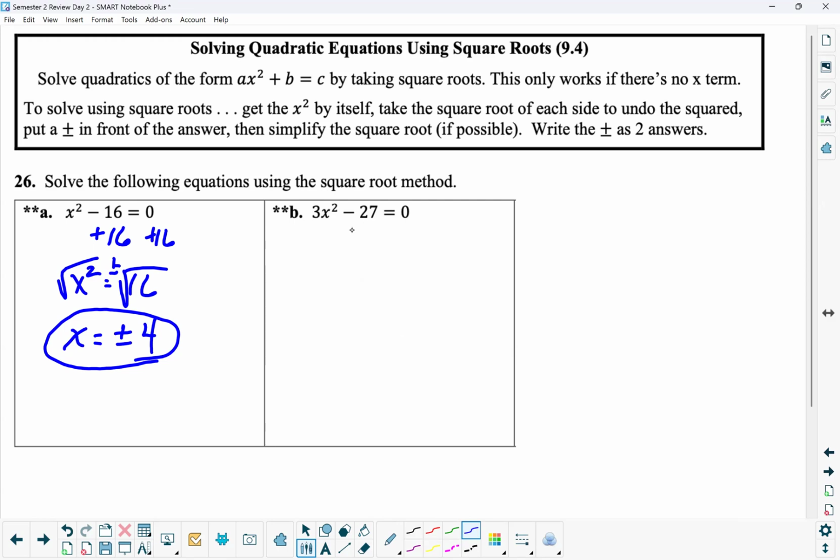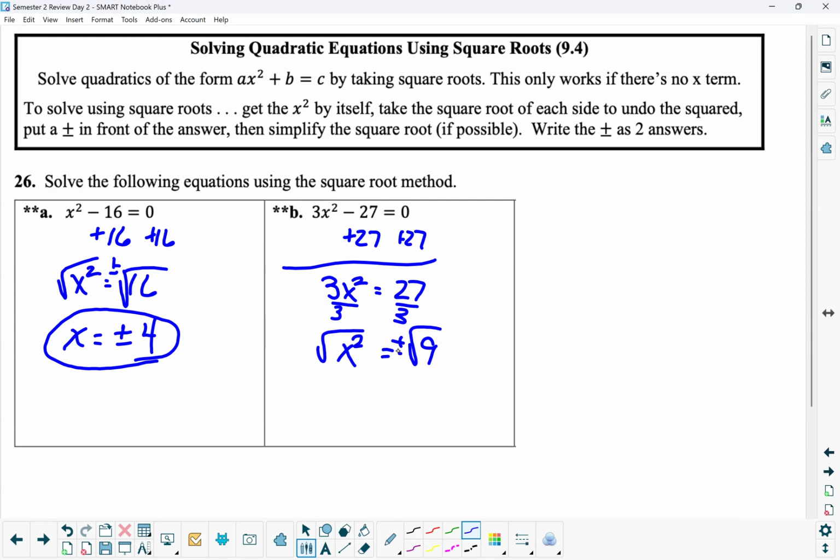Example B. I add the 27 to both sides of the equation. I don't have the x squared by itself yet, so I'm going to have to divide by 3. Now I have the x squared by itself, and I can take the square root, and I'm going to put a plus and minus in front of the square root of 9. On the left-hand side, the square root of x squared is x, plus or minus square root of 9, 3. There are my two answers.